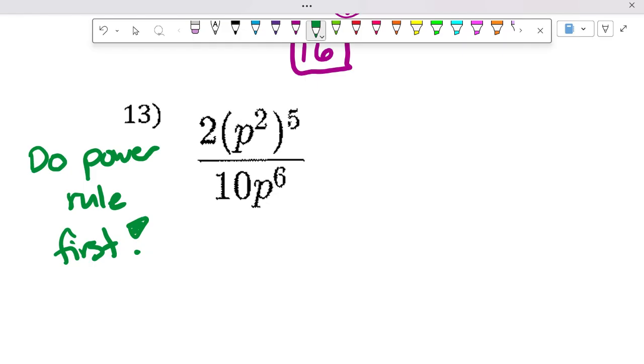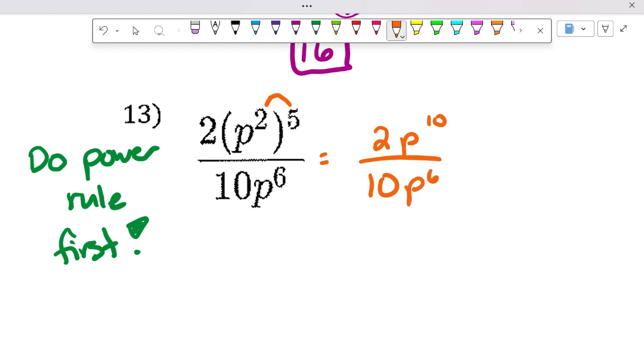So what am I going to do? Where's the power rule? It's a power being raised to a power. It's where the p squared and the 5 is. So I'm going to multiply 5 to the p squared. Why am I not going to multiply it to the 2? It's not in the parentheses, so it doesn't apply. So I have 2 p to the what? 10th over 10 p to the 6.